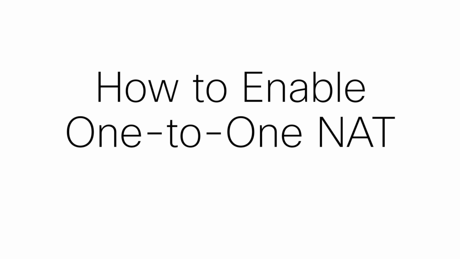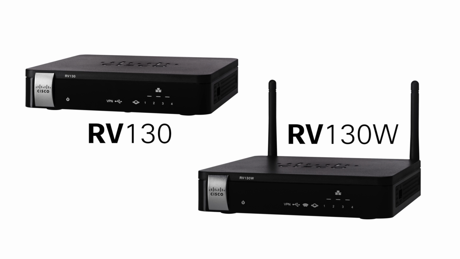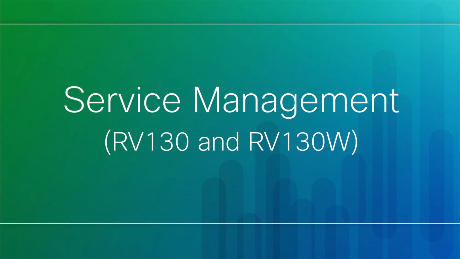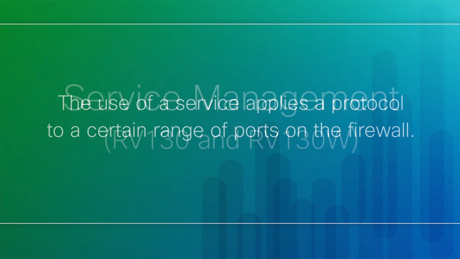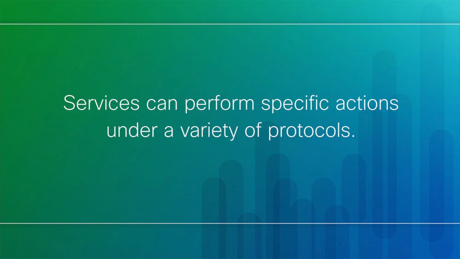This concludes how to enable one-to-one network address translation on the RV130 and RV130W. Next, we are going to talk about service management. The use of a service applies a protocol to a certain range of ports on the firewall. Services can perform specific actions under a variety of protocols.